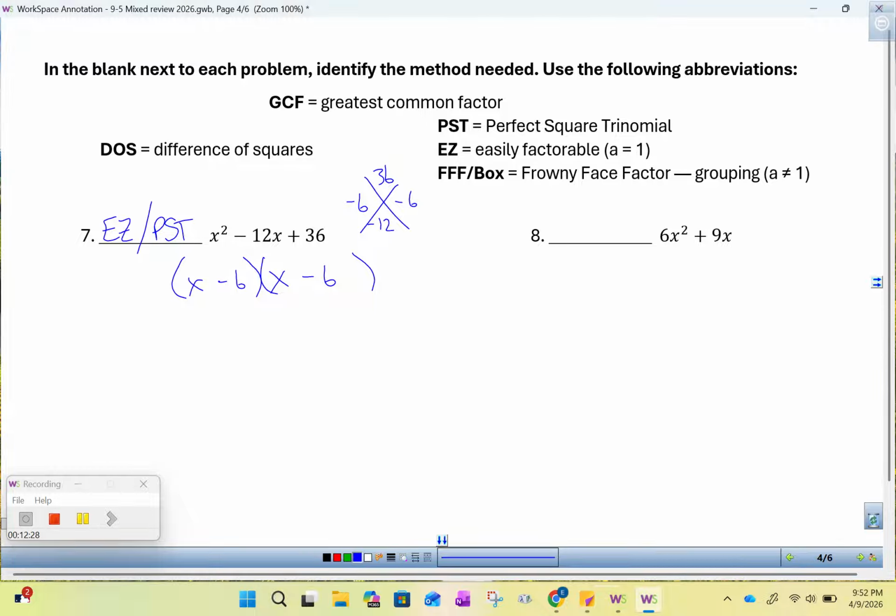This last one was a simple GCF problem. We didn't see one of those together, but there was an x in both terms along with the 3, so we can factor that out, leaving us with 2x plus 3. And because nothing's squared, that is the only thing we're doing for that one.